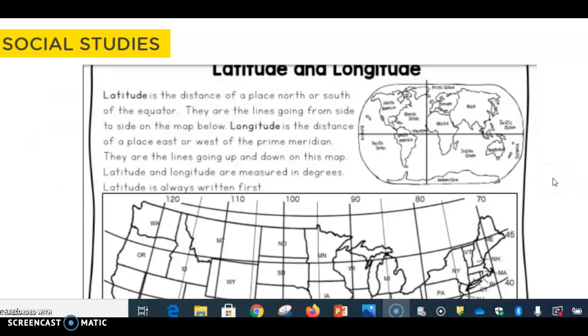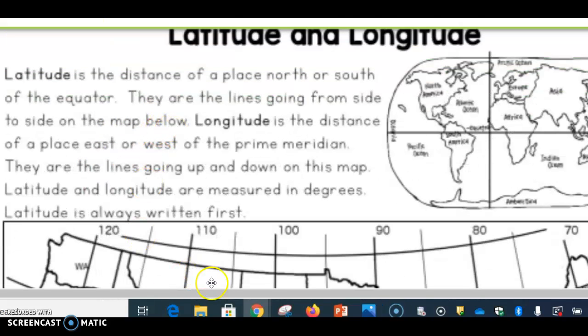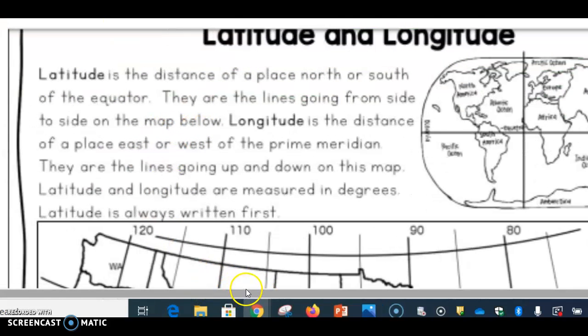We're going to continue looking at types of maps. Today we're going to look at longitude and latitude. Make sure that you are on this page following along with me.